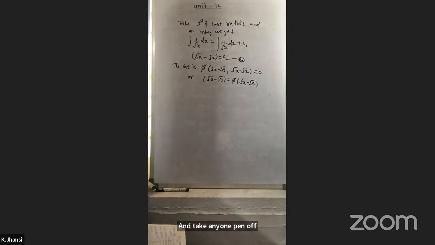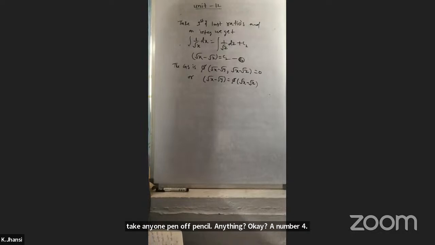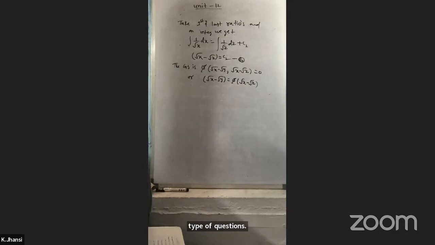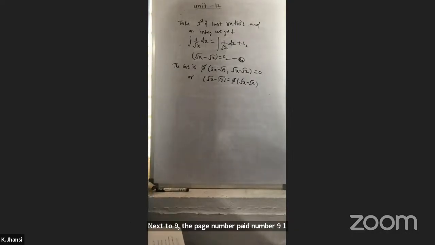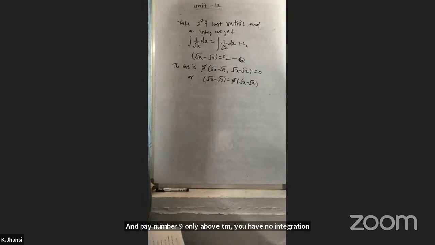Page number 4. All the derivatives and integration formulas are there, no? These are important for the objective type of questions. Next, page number 9, 1.3.9. Here also we have the formulas. And page number 9 only, above the theorem you have integration of f dash of x by f of x into dx. That formula also, okay.